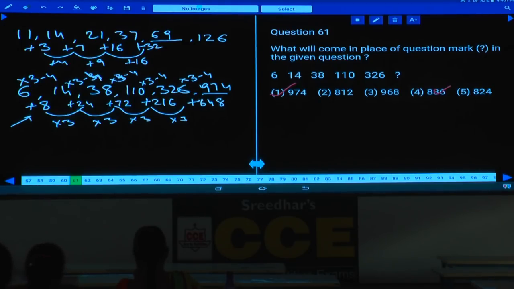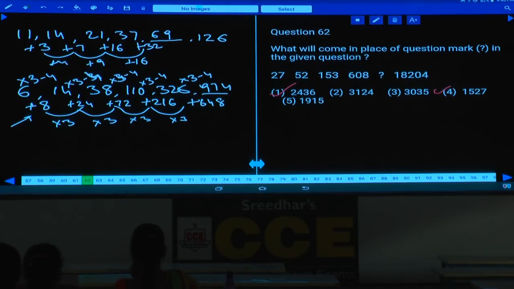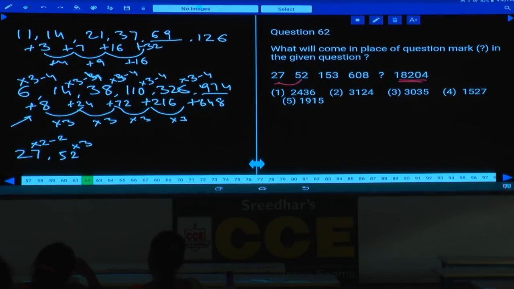Then question number 62. Now, in this question number 62, 2752, 2752, now the number is 18,000. As the numbers are increasing at a very fast rate, it must be under multiplication or combination. But here, it does not come under multiplication because these two are not perfect multiples. Hence, it must be under combination. 27 into 2, 54 minus 2 is 52, and 52 into 3. What is 52 into 3?